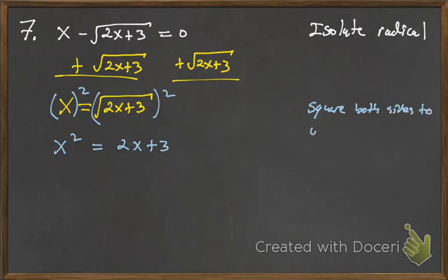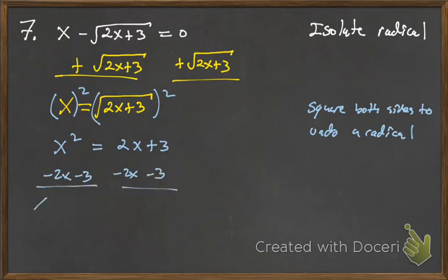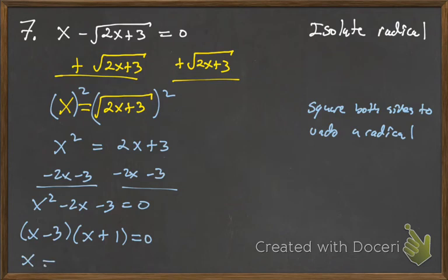Okay, and why did we do that? To undo the radical. Okay, and this is quadratic, so we'll move the 2x and the 3 over, and so we'll have x squared minus 2x minus 3 equals 0. We'll go ahead and factor that, and after we factor that, we're going to get 3 and negative 1 as our possible solutions.